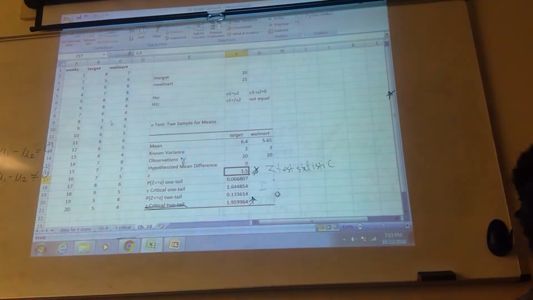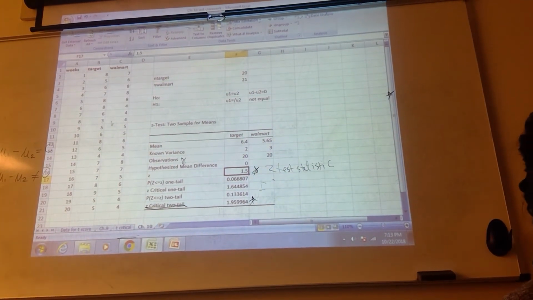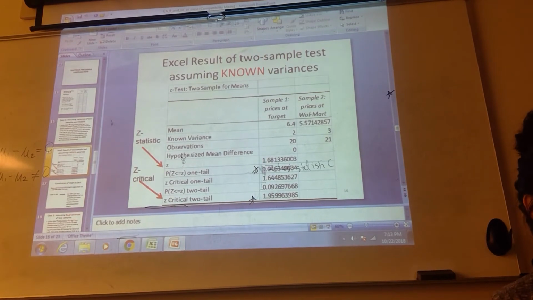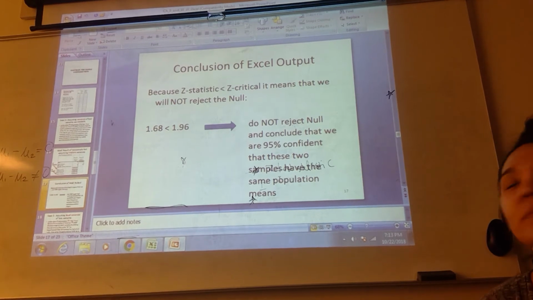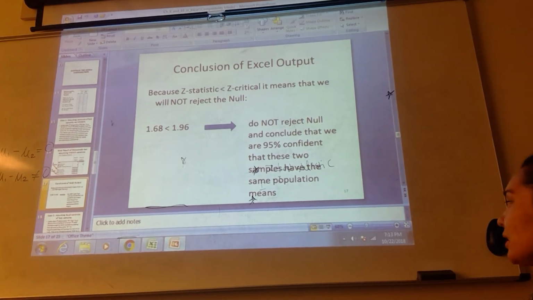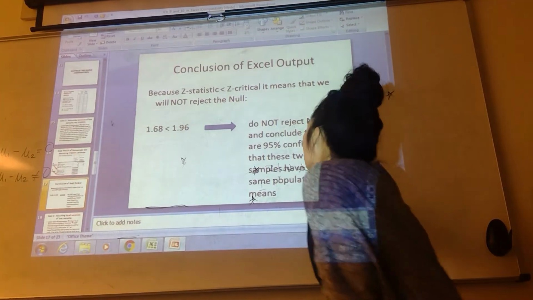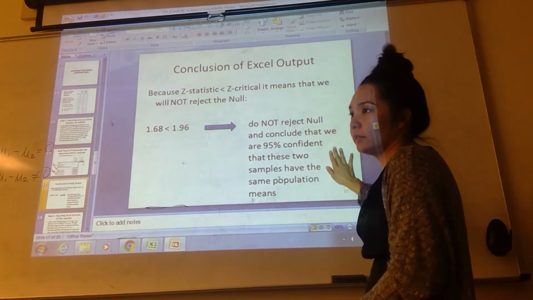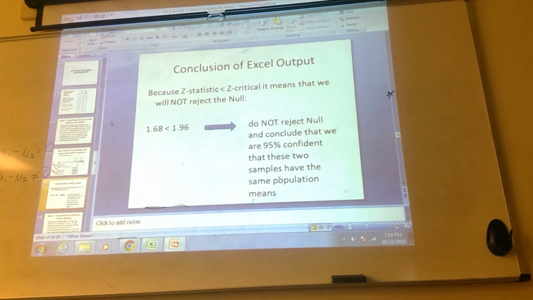Can I just see the answer again on the PowerPoint? It's not the same. We're just missing the statement. Go back as we did in the last class: do not reject, at 95%. You just need to add that to your Excel file.